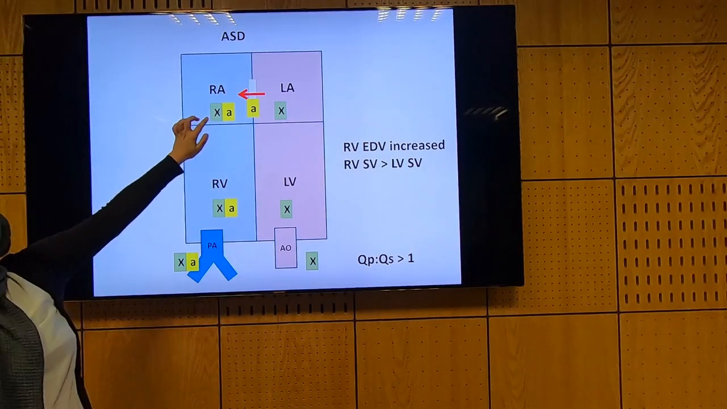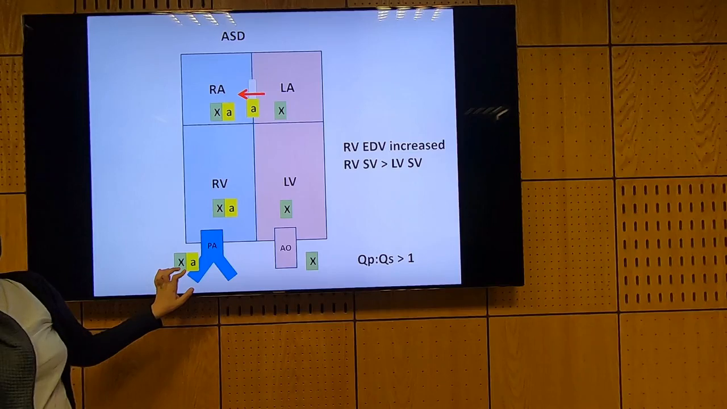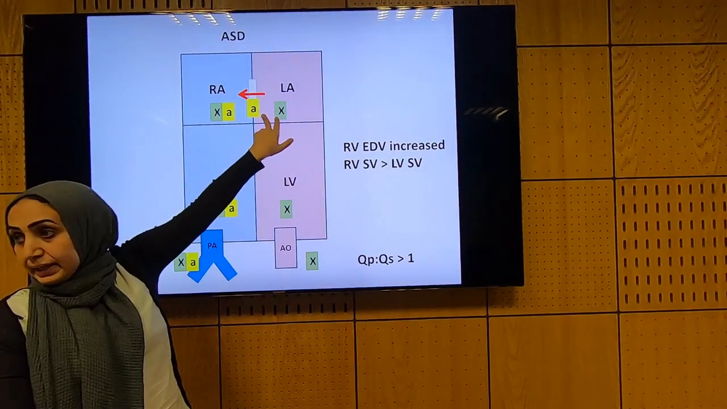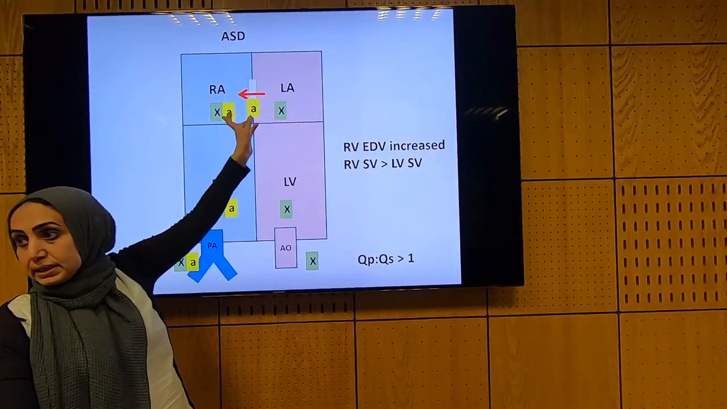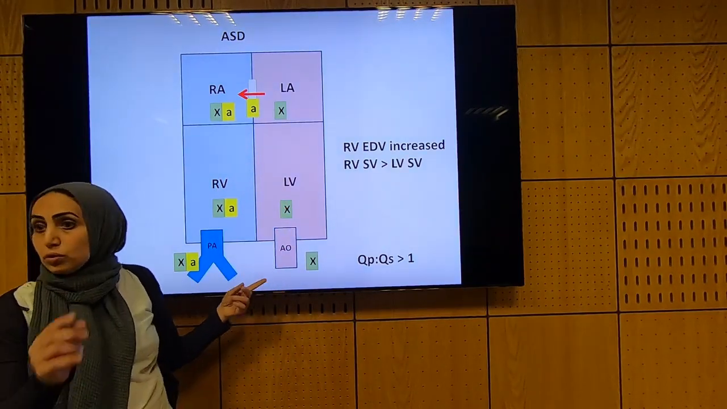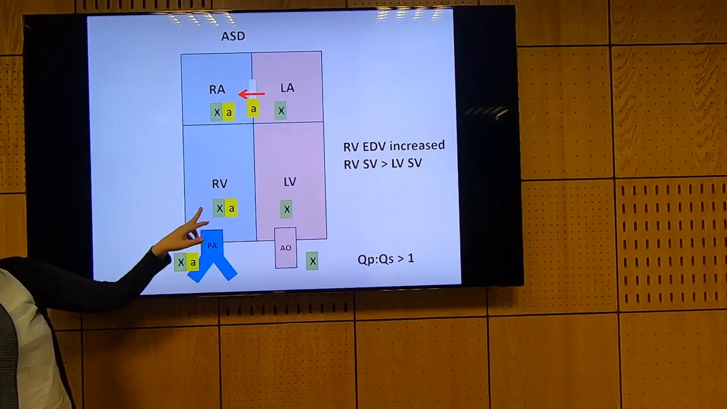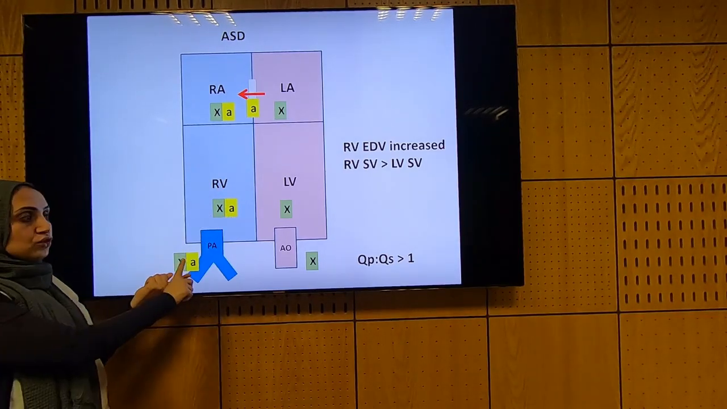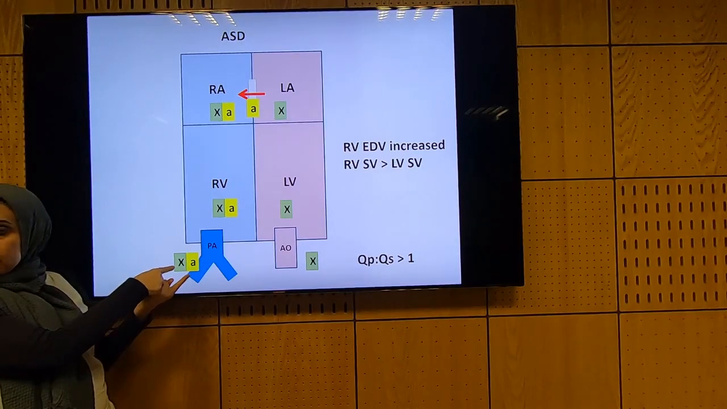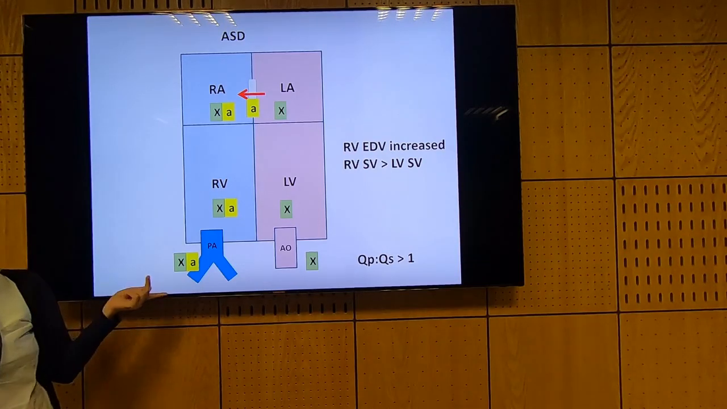So now the right atrium will be XA, right ventricle will be XA, pulmonary artery will be XA, and when it comes here, it will be XA, but A will go through an ASD, and X will be in the left ventricle, and in the aorta will be X. And when you measure the volumes of the RV, it will be volume overload here. And when you measure the flow in the pulmonary artery, it will be XA, more than the X. Is that clear for that?